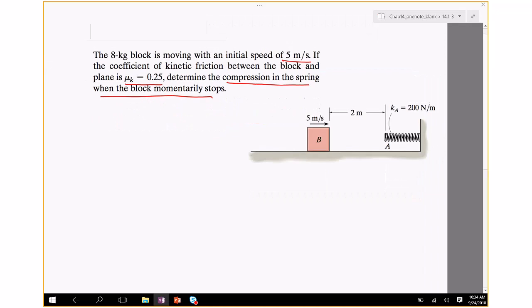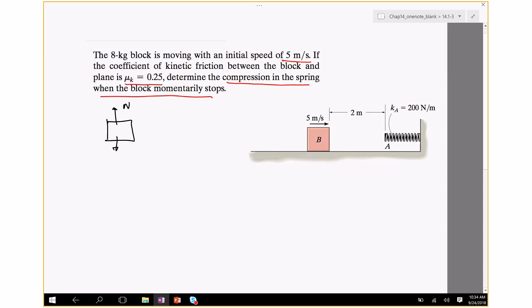Okay, so the difference between this problem and the one I solved earlier, the car, is that there's friction between the plane and the block. Otherwise it's very similar, and that means I need to account for the friction when I write the principle of work energy. So let me start off with the free body diagram.